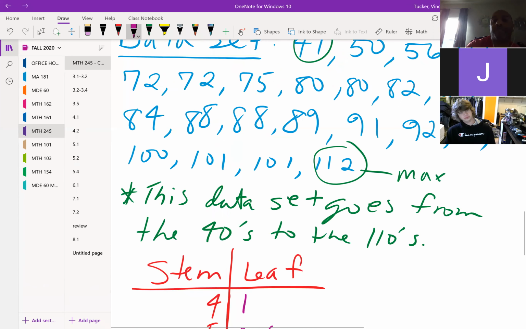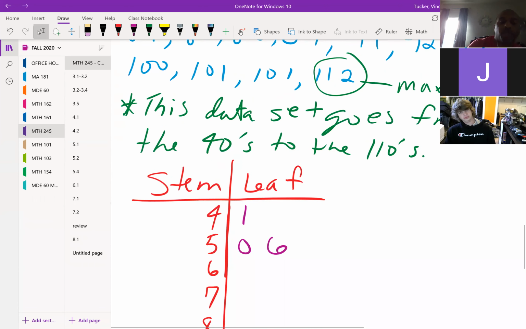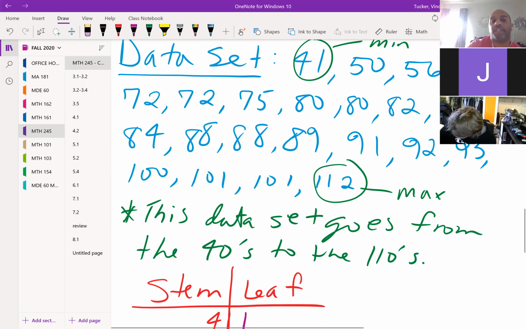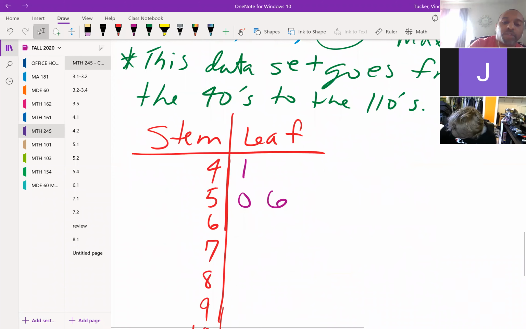So notice there are no 60s. What I would not do is write a 0 here because that represents the number 60. You would just leave it blank and then go to the next one. So there's 71, 72, 72 shows up twice. I believe that was 75.